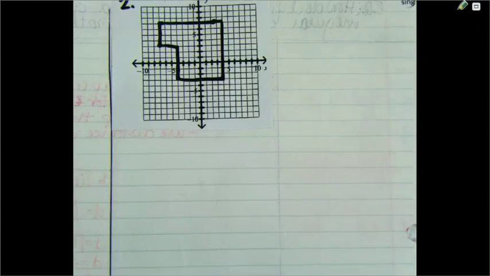What's the first thing you're doing? Counting up all the sides. Good. Did you have to use distance? No.